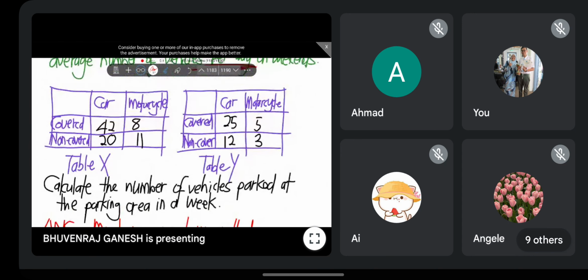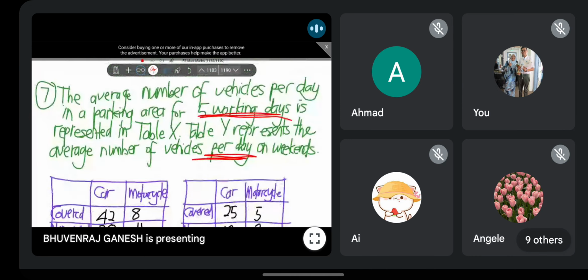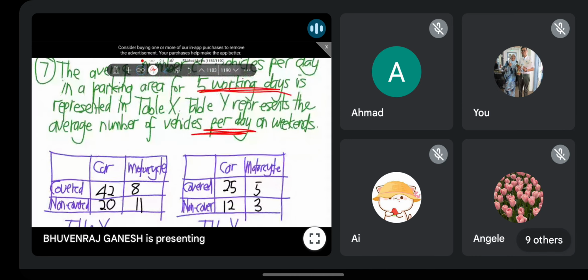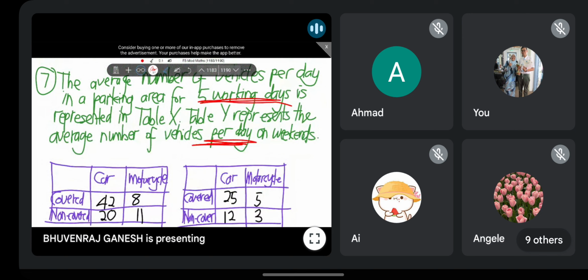Okay, I understand already. So guys, you must be careful here. Table X is for weekdays, which means from Monday to Friday, Isnin sampai Jumaat. This one is for the weekend. Sabtu Ahad, Saturday, Sunday. So guys, can I ask you all, how many days does a weekday have?